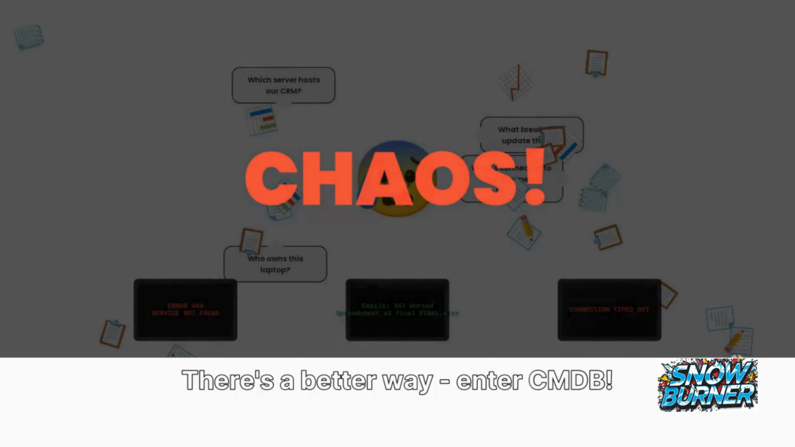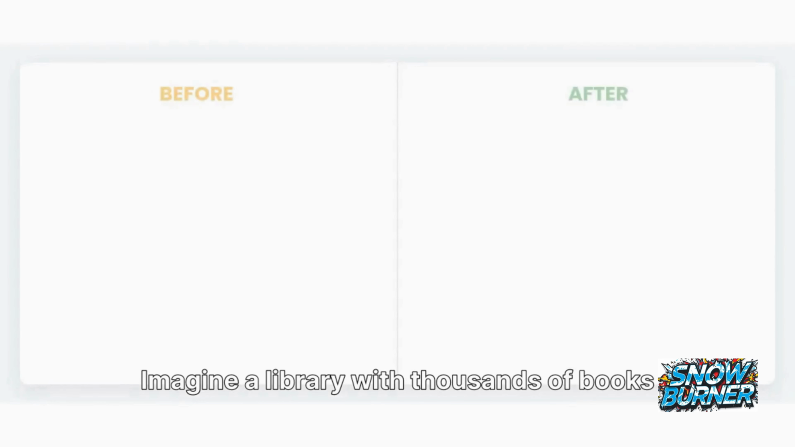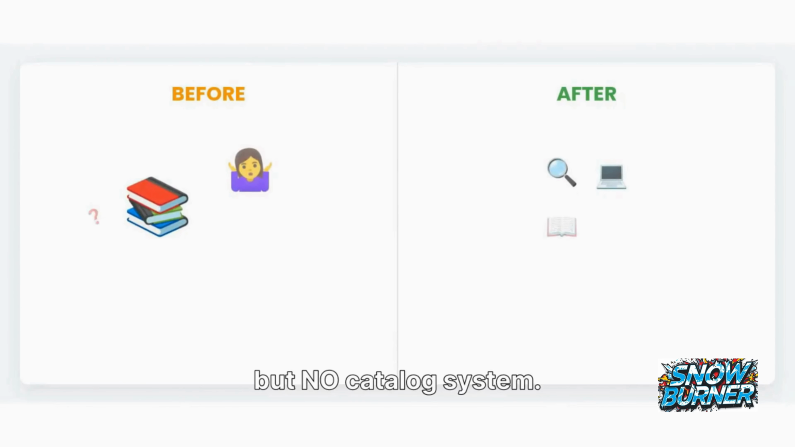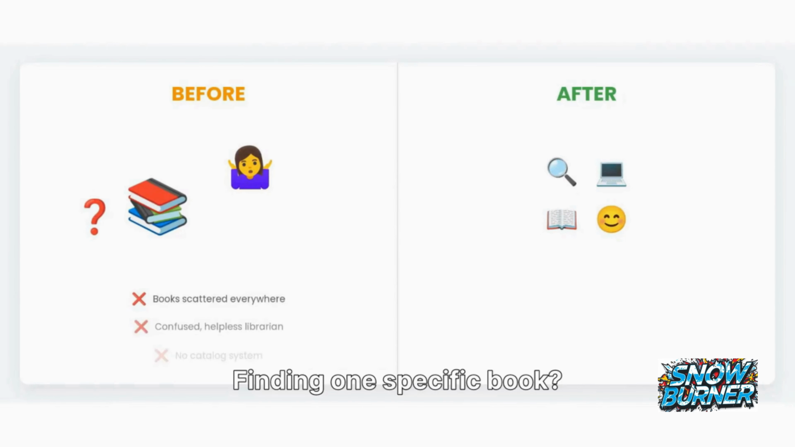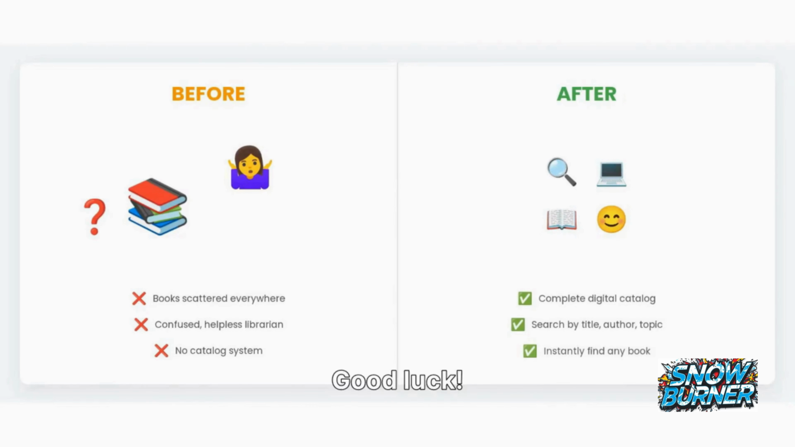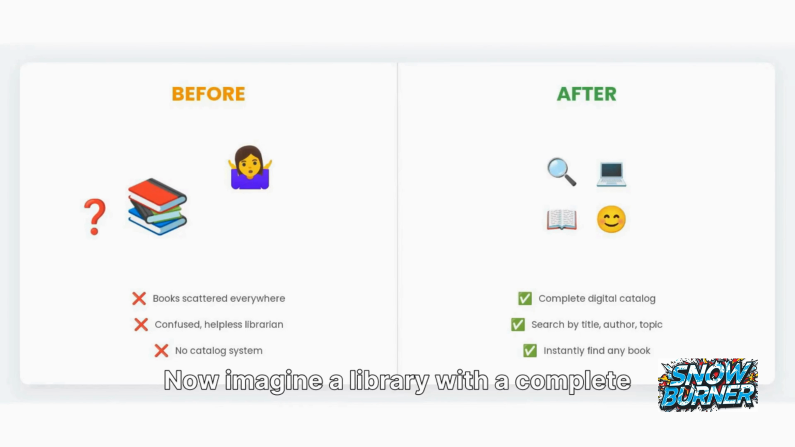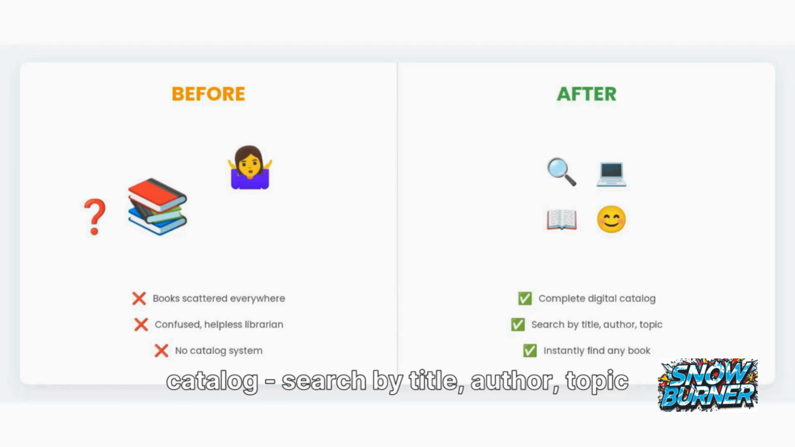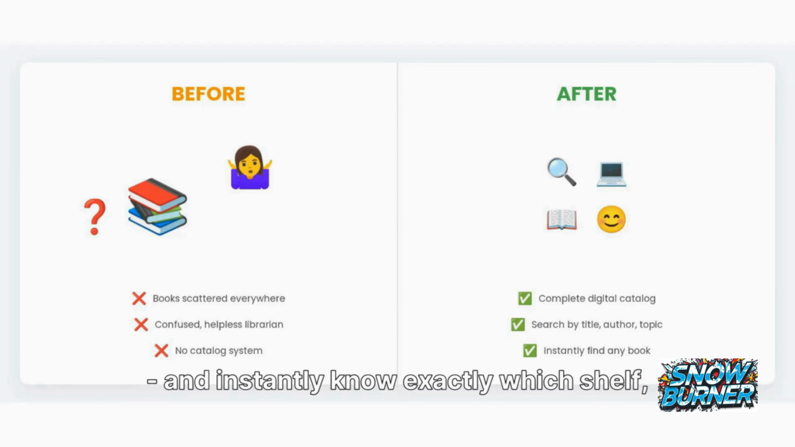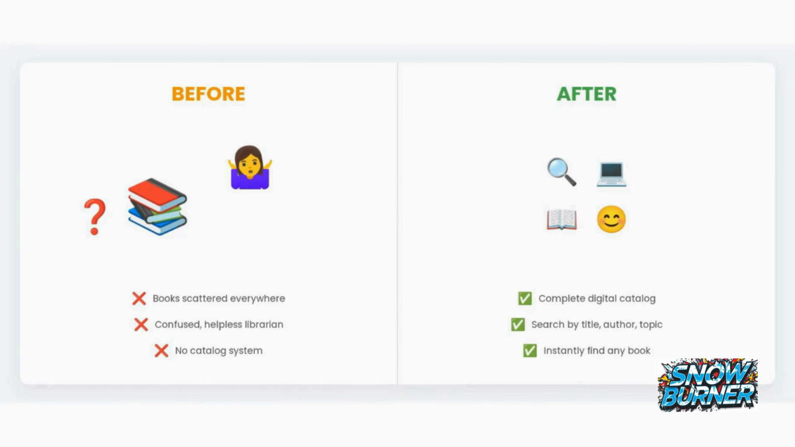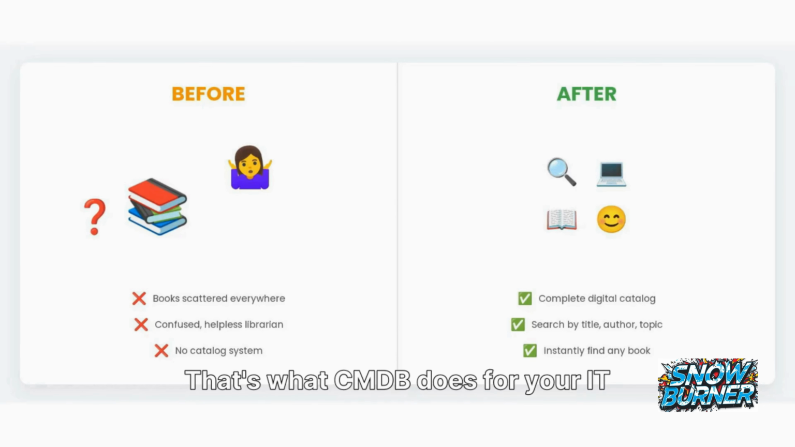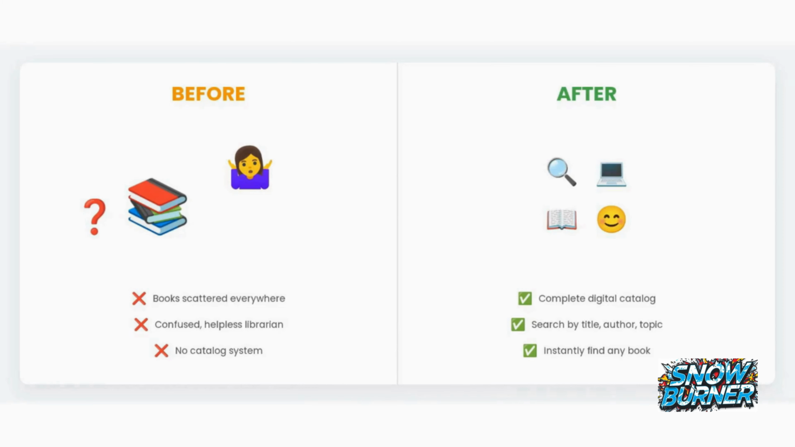Enter CMDB. Imagine a library with thousands of books but no catalog system. Finding one specific book? Good luck. Now imagine a library with a complete catalog, search by title, author, topic, and instantly know exactly which shelf, which row. That's what CMDB does for your IT infrastructure.